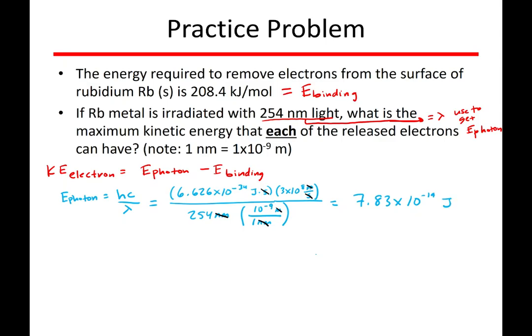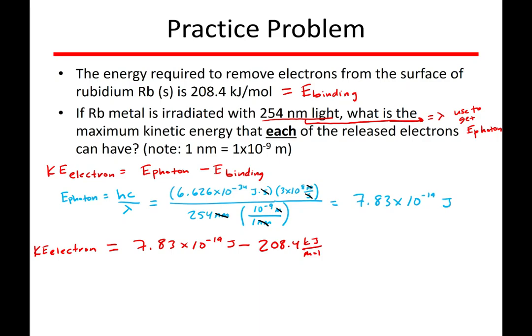So now we have that, and we can plug that into our photoelectric effect equation. We have the kinetic energy of the electron ejected is equal to the energy of our photon that we put in, 7.83 times 10 to the minus 19 joules, minus the binding energy, which you're told is 208.4 kilojoules per mole.